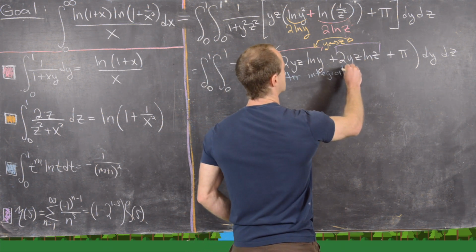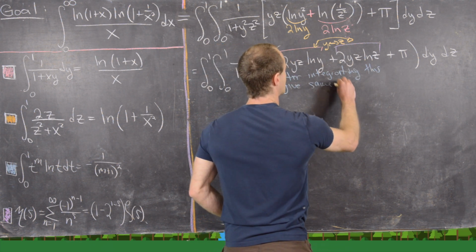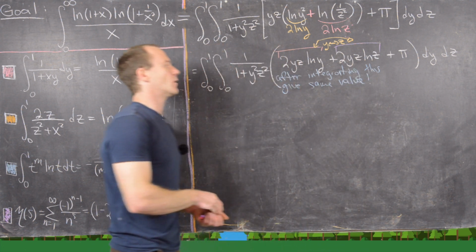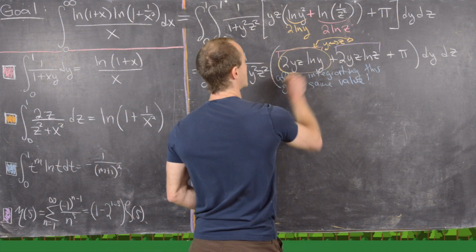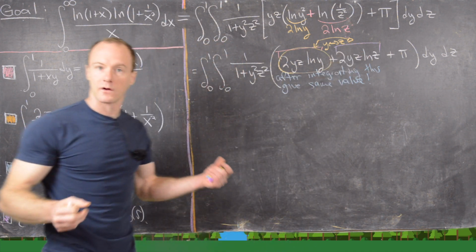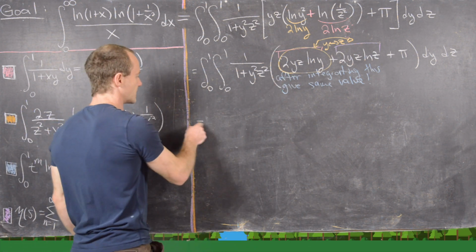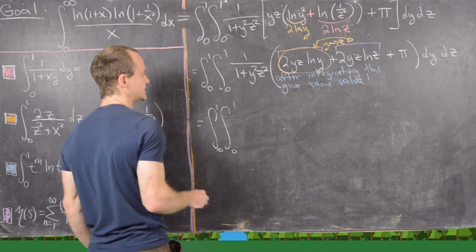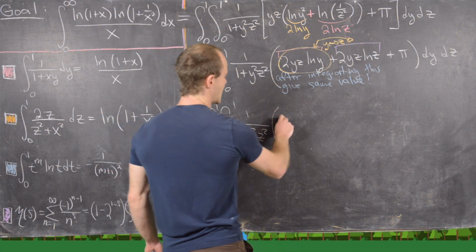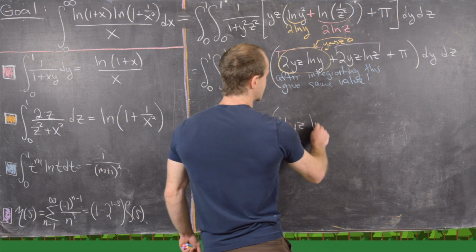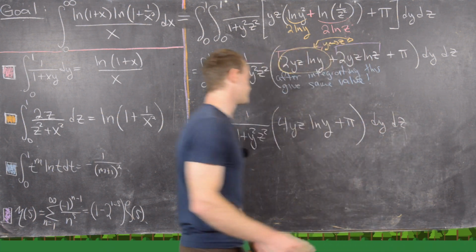So after integrating, these give the same value. So in other words, we might as well only deal with one of them. So let's go ahead and keep this one because y is before z in alphabetical order, although there's no real reason. But that means this 2 is going to turn into a 4, and we're left with the following integral. So 0 to 1, 0 to 1 of 1 over y squared z squared plus 1, and now we have 4yz natural log of y plus pi, and then dy dz.